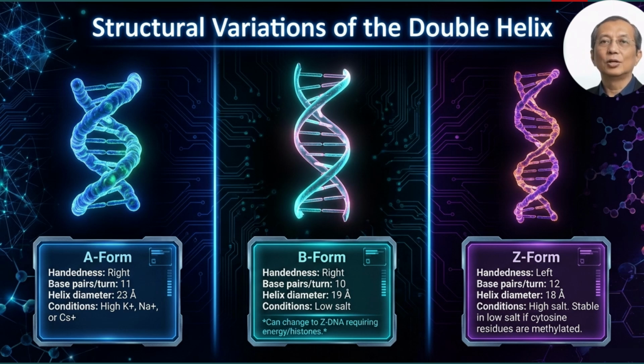Interestingly, DNA can also form a left-handed helix known as the Z form, characterized by 12 base pairs per turn and an 18 angstrom diameter. This Z form is stable in high salt and when cytosine residues are methylated, suggesting potential regulatory roles.